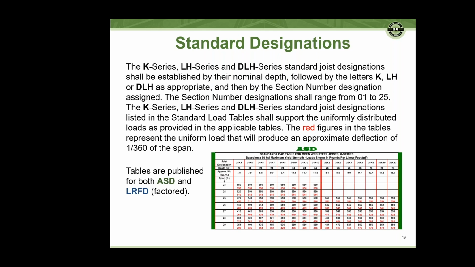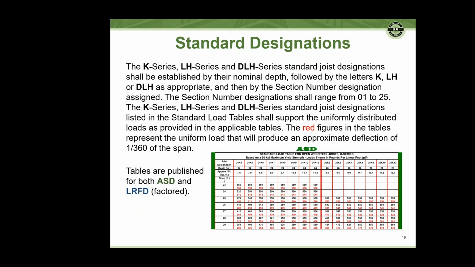So again, this is an overall summary with the depth and span ranges, but we'll start to get into some more details. All of the joist designations are established by their nominal depth, followed by the series, so K, LH, DLH as appropriate, and then by the section number designation. The section number designations range from 1 to 25, and the way the load tables work is that the standard joist designations listed in the standard load tables shall support the uniformly distributed loads as provided in those tables, and that is the top or the black number as we look at the sample there.